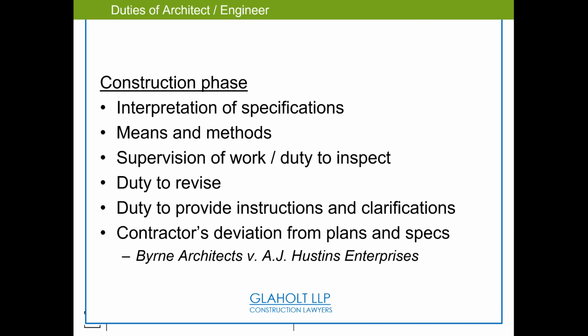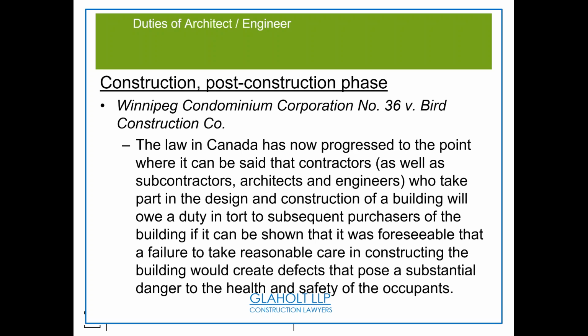And the reason for this is the architect and engineer are not responsible for means and methods, and are not responsible for the actual construction on site. But we have a duty to review, inspect, general observation is the term we prefer, provide instructions and clarifications, and understand that there will be deviations from the contractor, from the plans. Now, a couple of examples here.